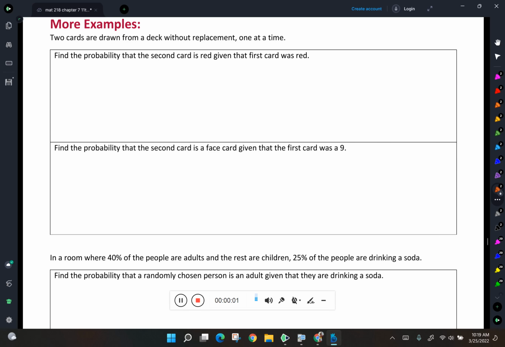Okay, let's get started. This is section 7.5, conditional probability, video number 2. So we're doing conditional probabilities. We're just taking a look at some more examples. All right, so here we go.